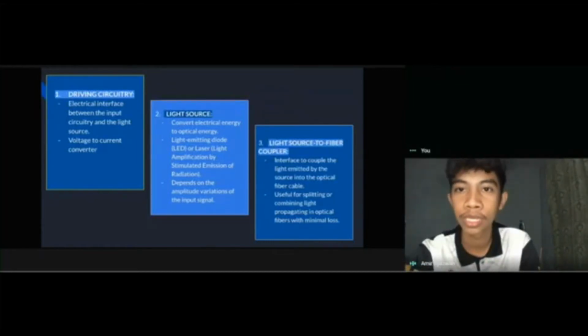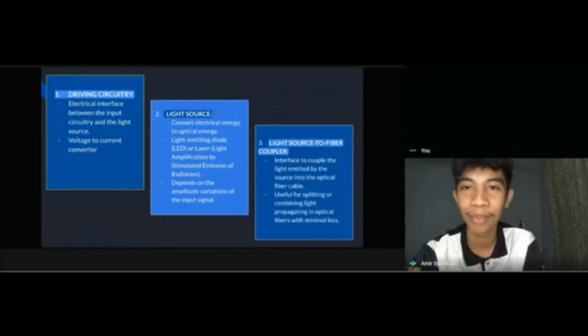Next, we go to the second main element, which is the light source. Light sources in the fiber optic system contain electricity, and depending on the type, can get warm to the touch. The light source converts the electrical energy to optical energy, where the amount of light emitted is proportional to the amount of the drive current. And the light source can be either a light emitting diode, which is LED, or a laser.